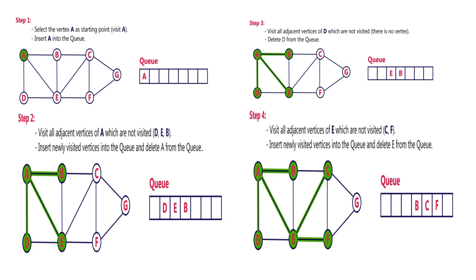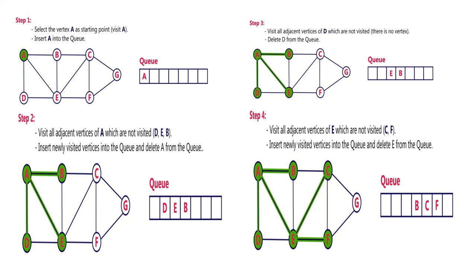Now, we have to check if there is any more non-visited vertex from A. No. So, all the vertices from A have been visited, that is B, E, D. Now, we have to remove the vertex A from the queue. Now, the same process has to be repeated for all the other vertices. For the vertex D, we check: is there any other unvisited vertex? No. From D, A and E have already been visited. So, we have to delete the vertex D from the queue.